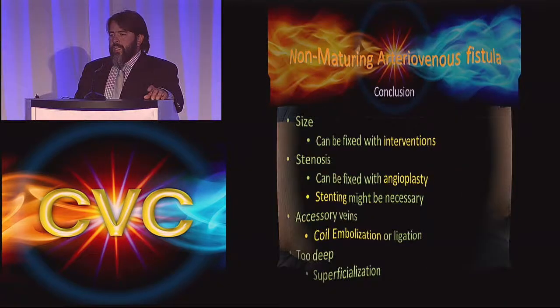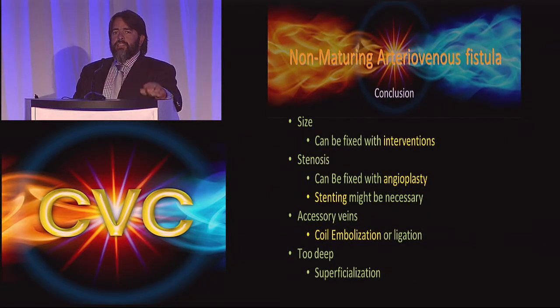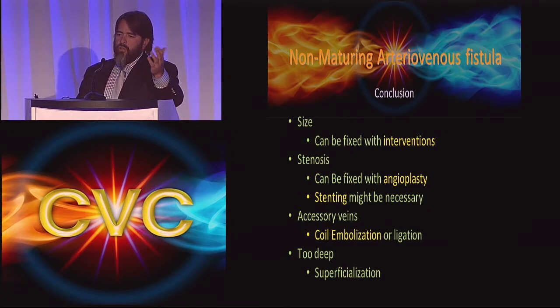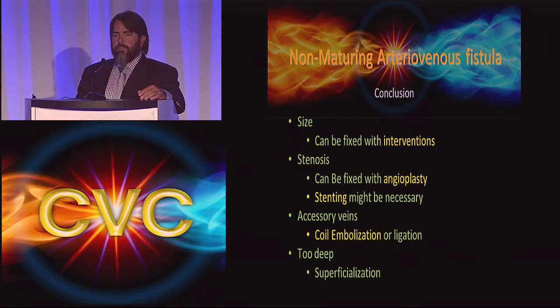So in conclusion, size can be fixed. Just don't start with a vein smaller than 2 millimeters. If you use a tourniquet and it doesn't go at least up to 2 millimeters, 2.5, just don't use it. It's not going to be any good. Stenosis can be fixed. Stenting might be necessary. Accessory veins, there are situations where you can embolize them, and situations where you can just ligate them. And if it's too deep, you can always put them up.